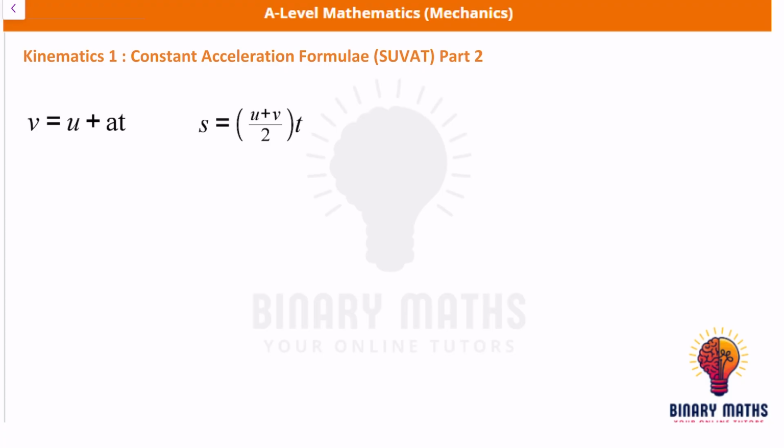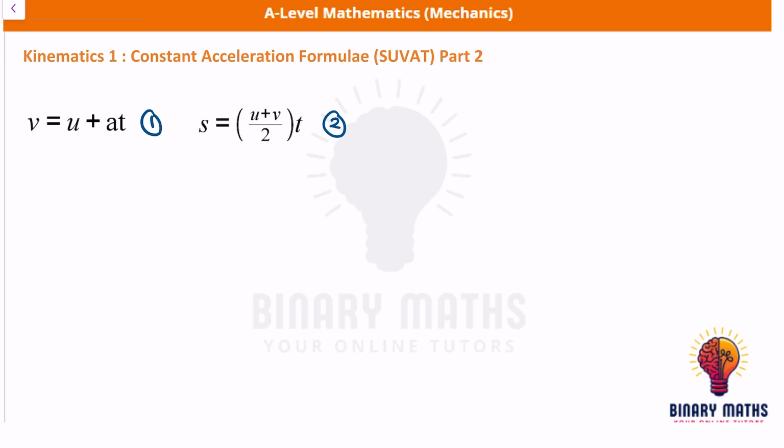This video is about deriving 3 further equations of motion and applying all 5 equations of motion to solve problems with constant acceleration. So from part 1, we already know these 2 equations. Equation 1, which is v = u + at, and equation 2, which is s = (u + v)/2 times t. Now we want to derive 3 further equations from this.